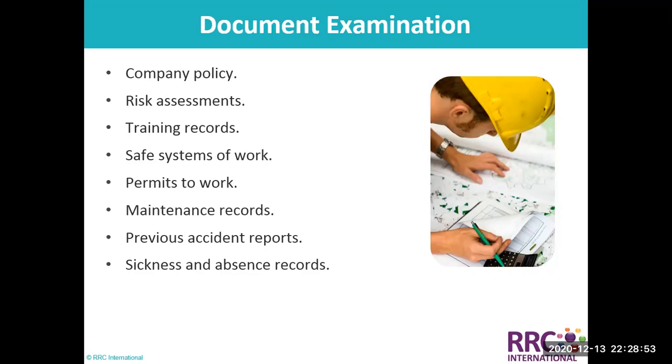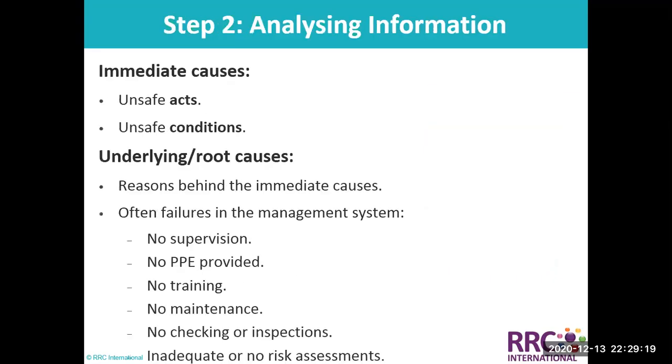And then maintenance records: if it's equipment, has the machine been maintained, or if it's a vessel, has it been calibrated? Why did it fail? What led to its failure? Was it overdue, or has a certificate expired and all that? We're trying to examine what contributing factor led to an incident. Previous incident reports, looking at trends, sickness and absence records.